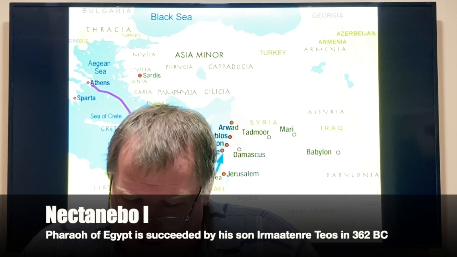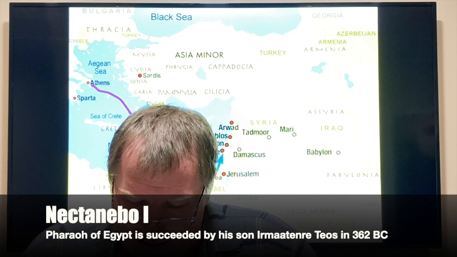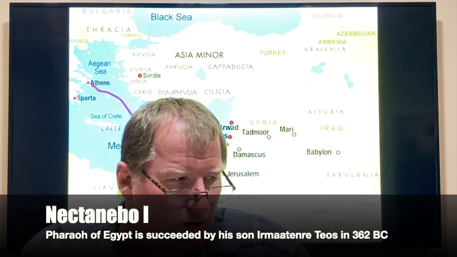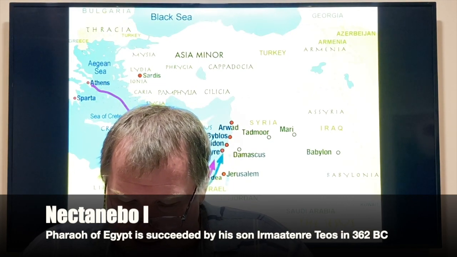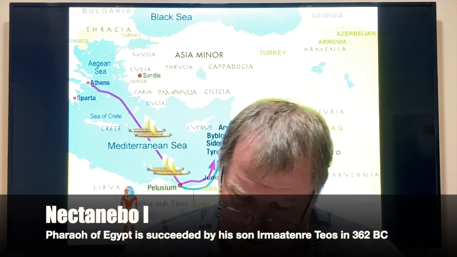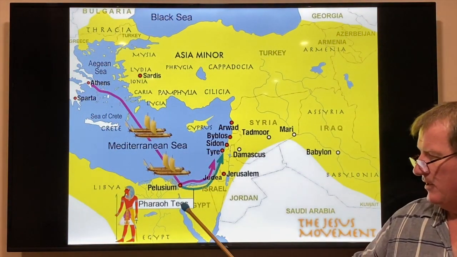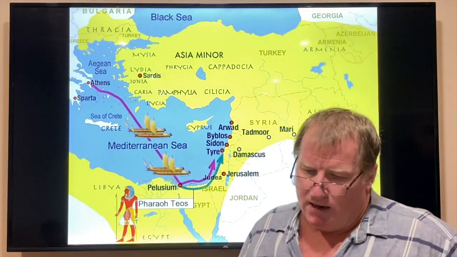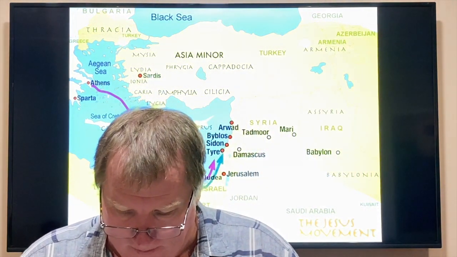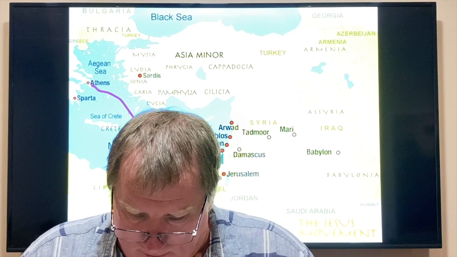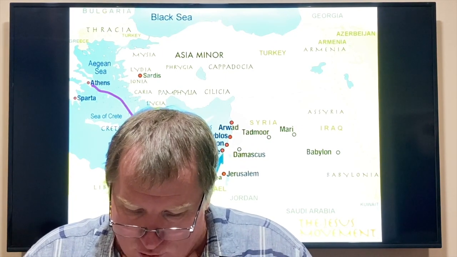Now, in the same year, a pharaoh in Egypt was succeeded, who was called Nectanebo the First, who we looked at last week. He was succeeded by his son, who was called Teos. And like his father before him, so that's his name here, Pharaoh Teos. And like his father before him, he was actually sending financial support to all of those in Asia Minor who were rebelling against the Persian Empire.